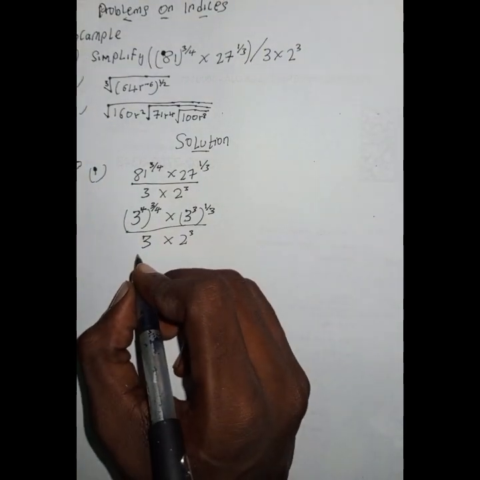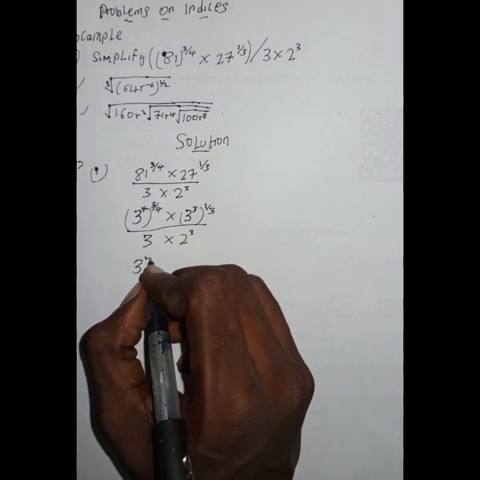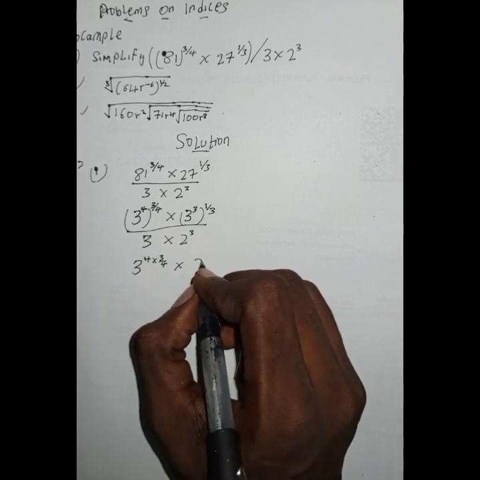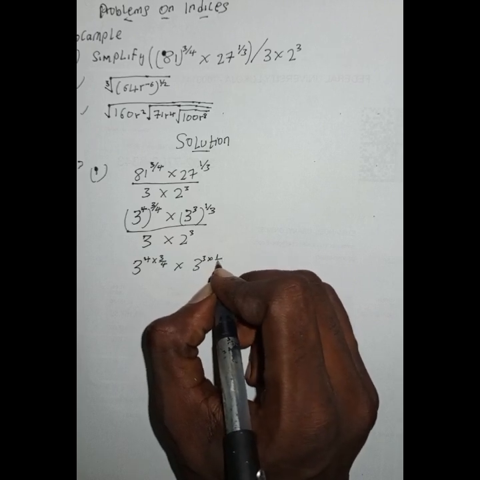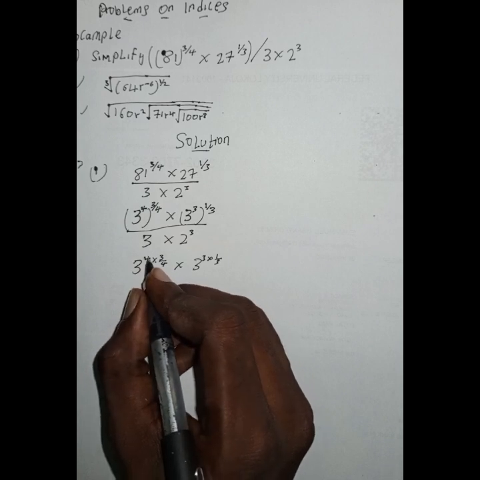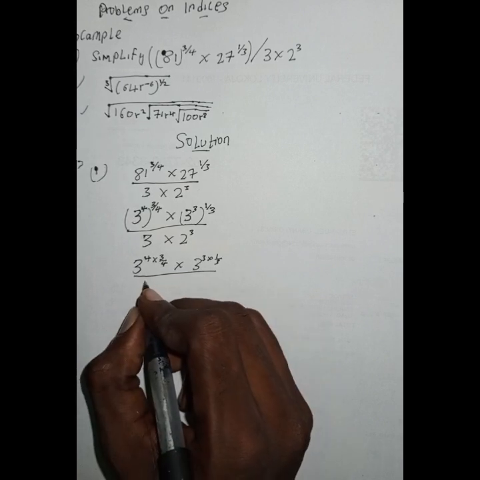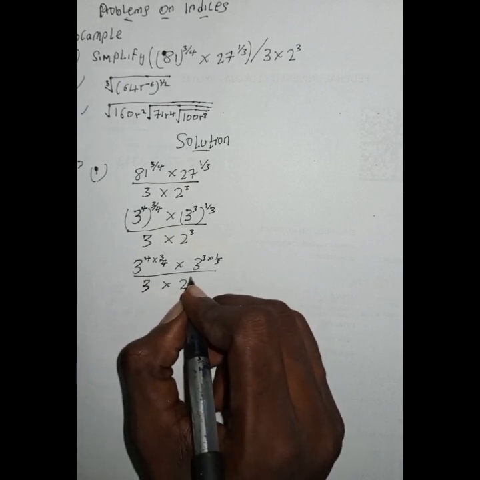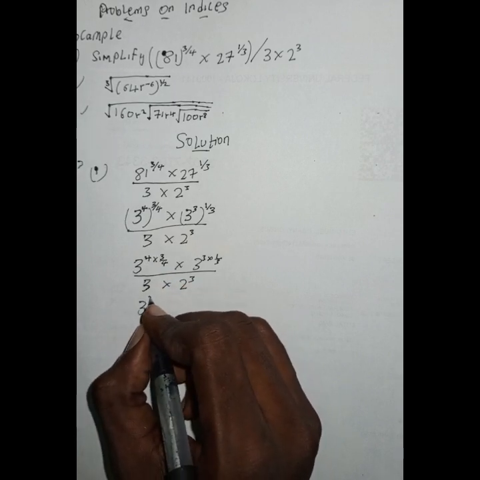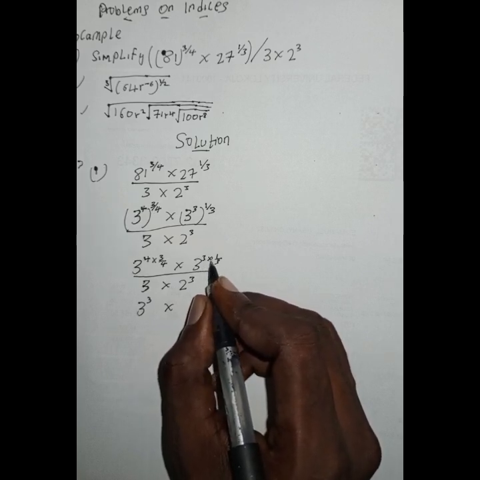So by multiplying the powers, we have 3 raised to the power of 4 times 3 over 4, that's the powers, times 3 raised to the power of 3 times 1 over 3, all over 3 times 2 raised to the power of 3. If I multiply 4 times 3 over 4, I can simply cancel this 4 up here and this 4 down here, and I'll be left with 3 raised to the power of 3. Also we have the power of 3 times 1 over 3.